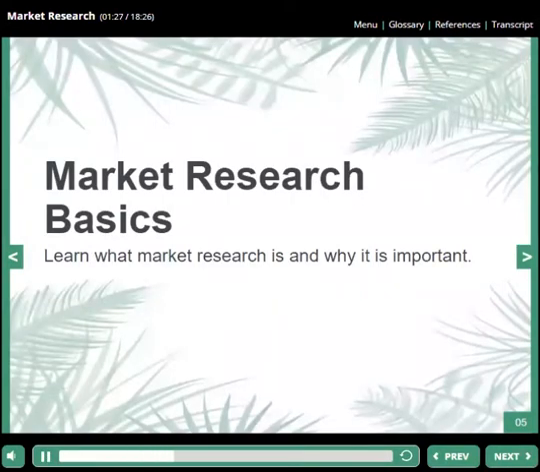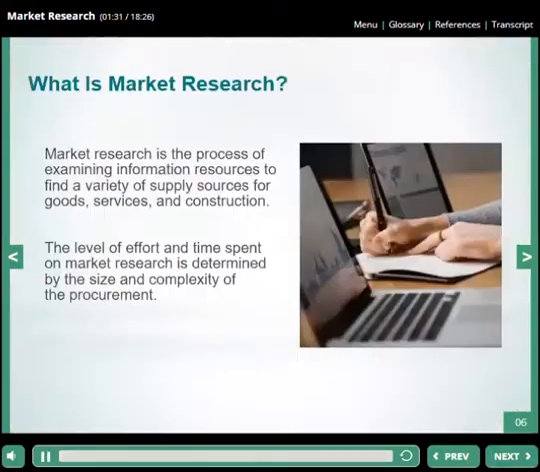Market Research Basics. Learn what market research is and why it's important. Market research examines available information resources to find a variety of supply sources for goods, services, and construction to meet the critical business needs and requirements of each procurement. The level of effort and time spent on market research is determined by the size and complexity of the procurement.